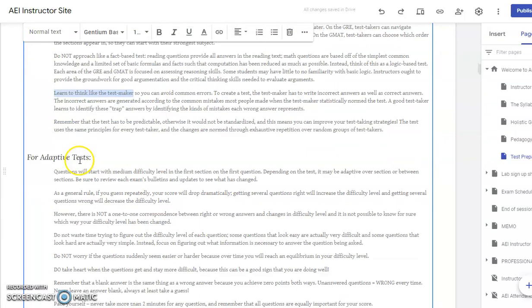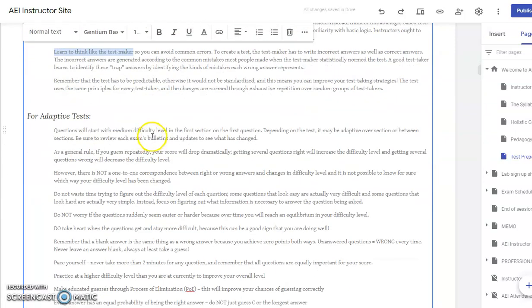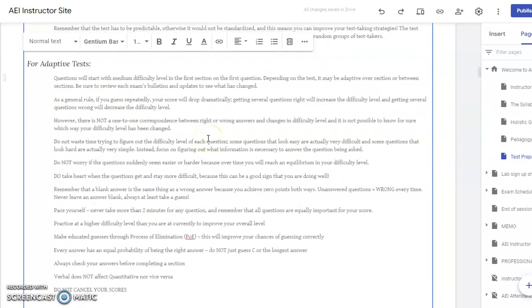I'm doing this a little bit more quickly because I don't want to go over my 15-minute limit.